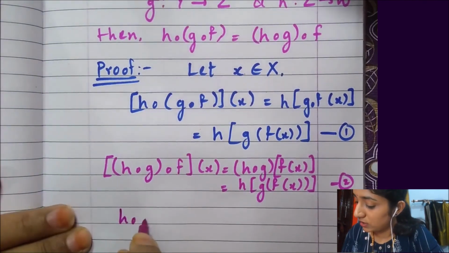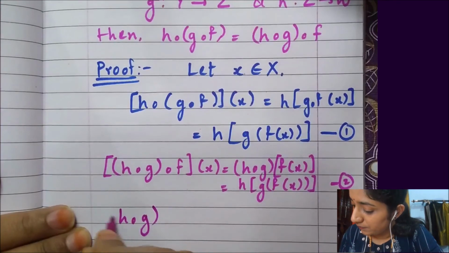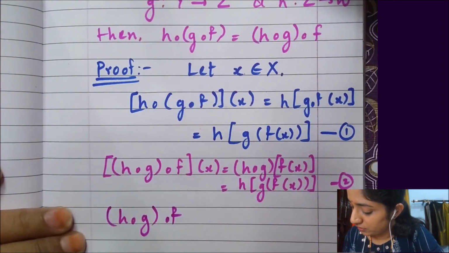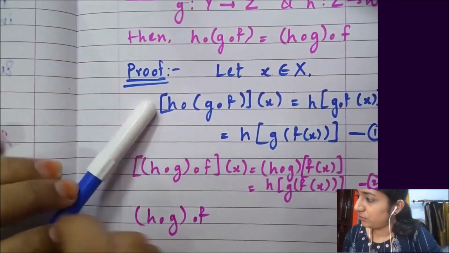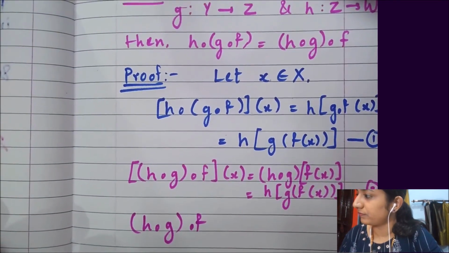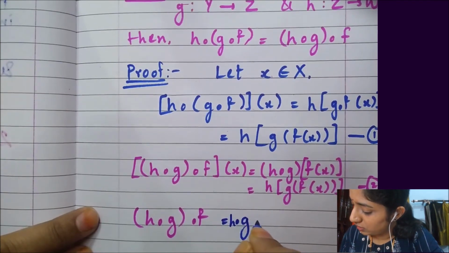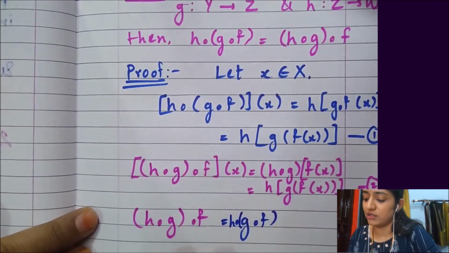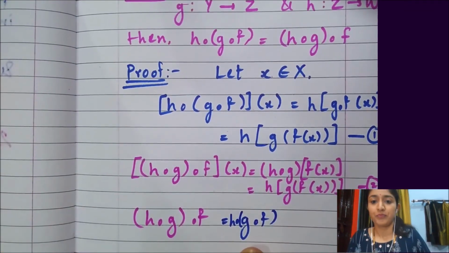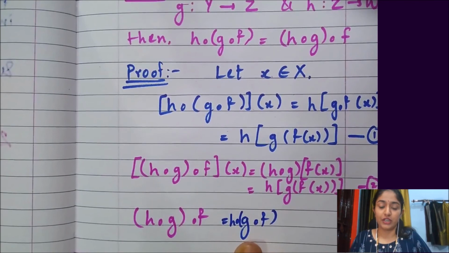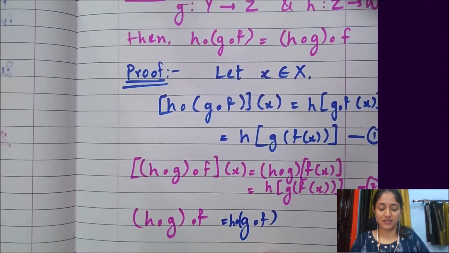So h circle g circle f must be equal to h circle g circle f, but with shifted parentheses, and this is called the property of associativity of composition of functions. That's it for today, guys.